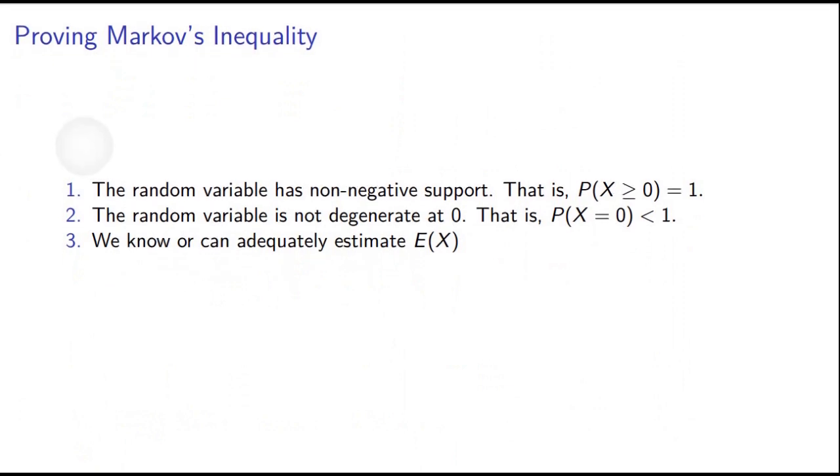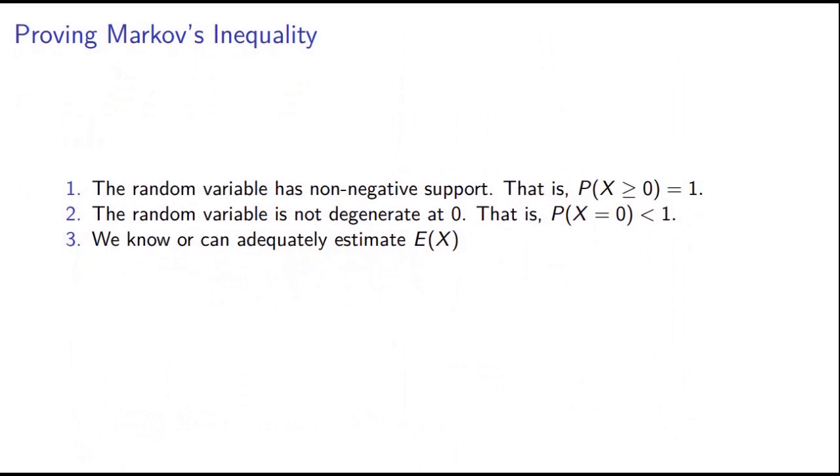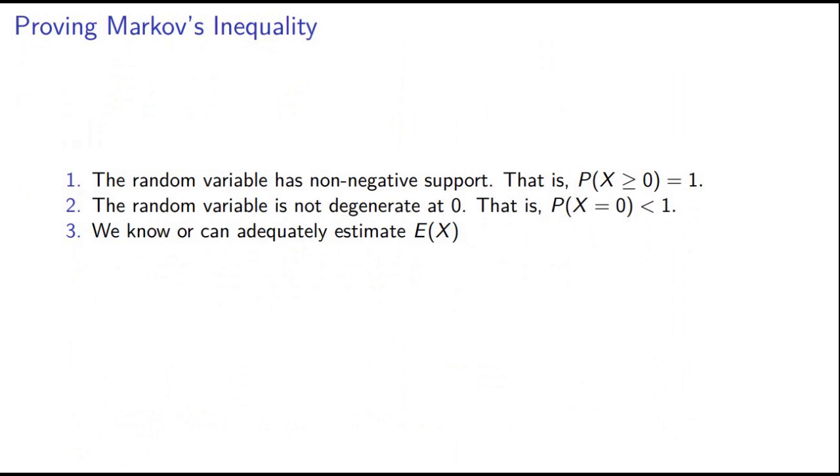In the prior lesson, we looked at a random variable X that takes non-negative values, that's important, and for which we have a good estimate of the expected value, or the average. We know the average, or we can estimate it. And thirdly, this random variable is not degenerate at zero. That is, not all the point masses are degenerate at zero.